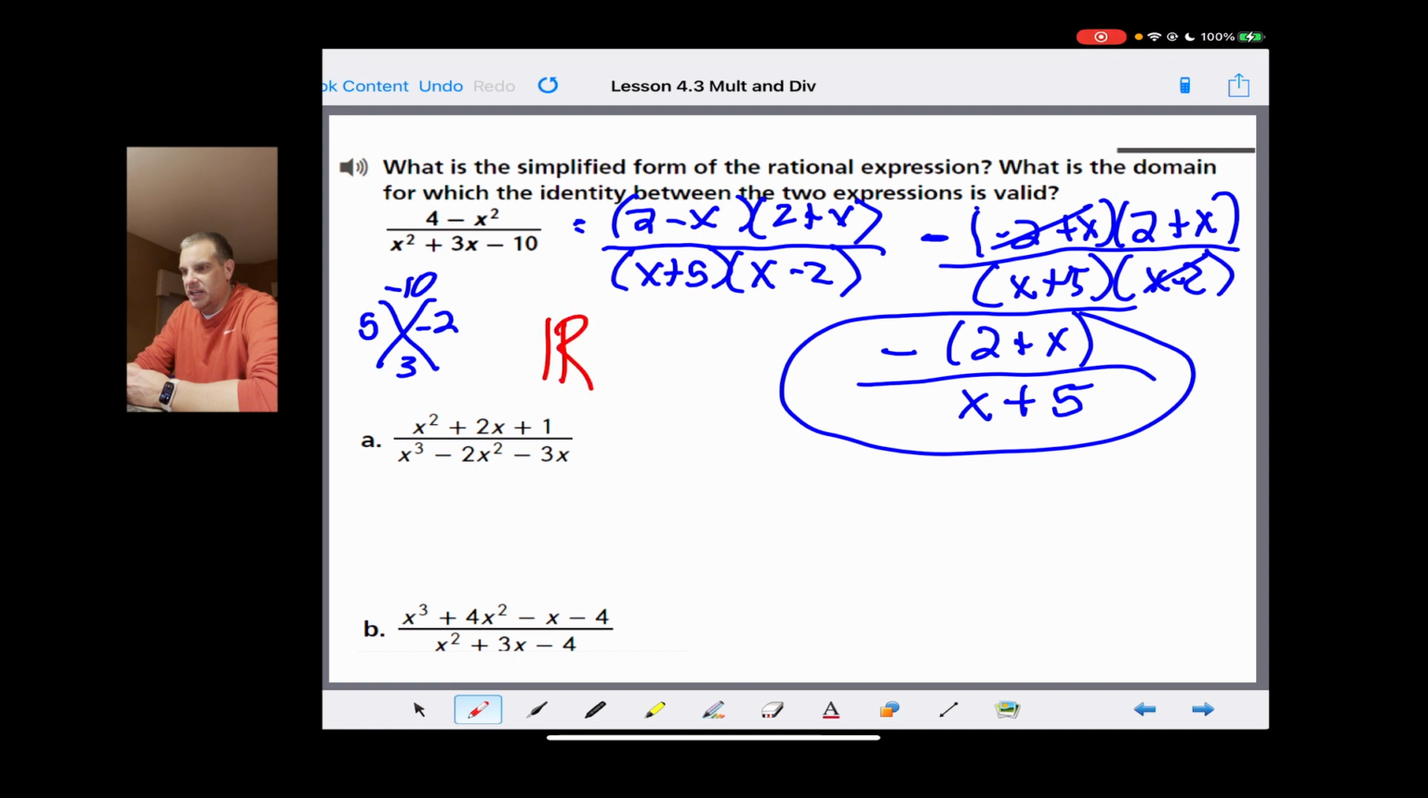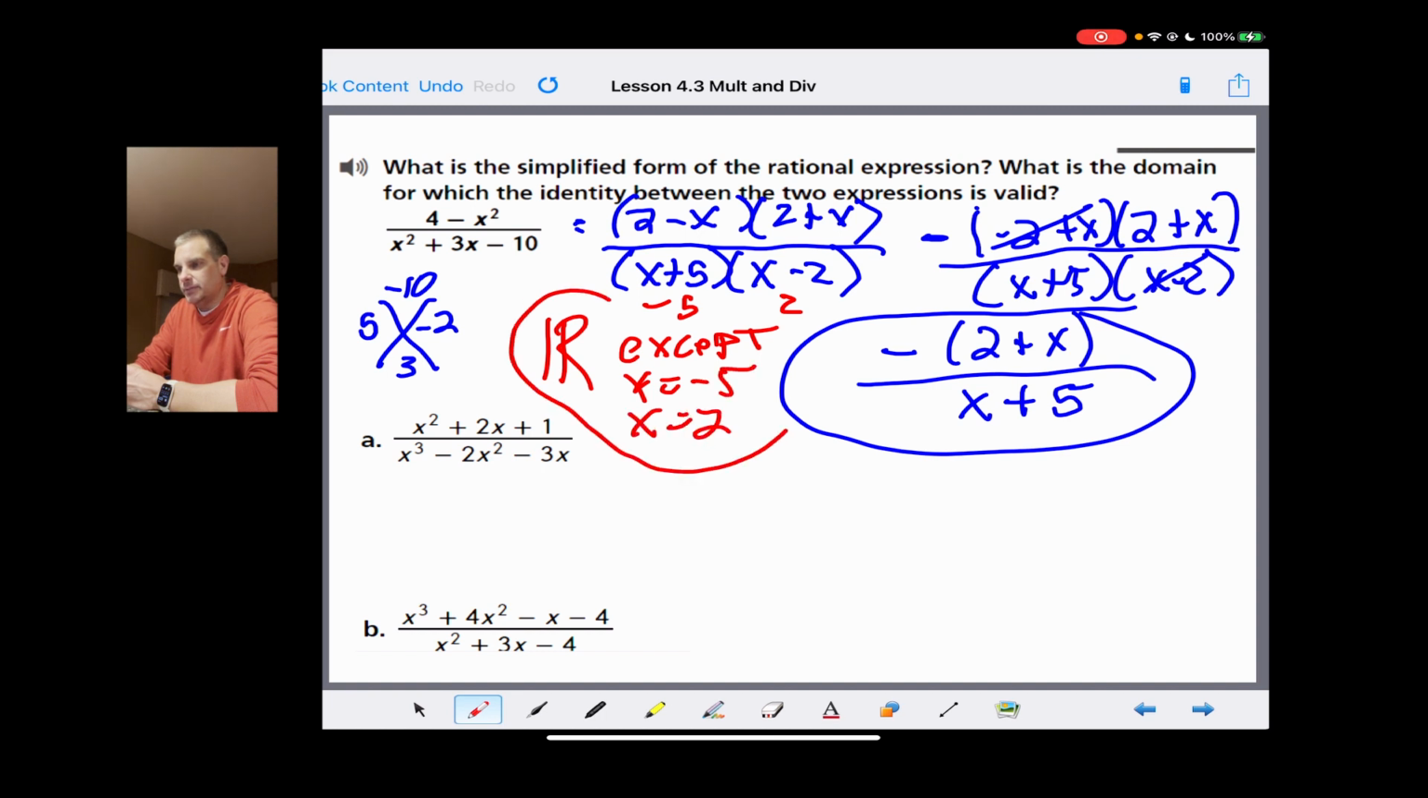So the significance for all reals is you can just put that symbol right there. And then we look at our factored form. That factored form is negative 5 and 2, so it's all reals except x equal to negative 5 and x equal to 2. So there are our solutions for that.